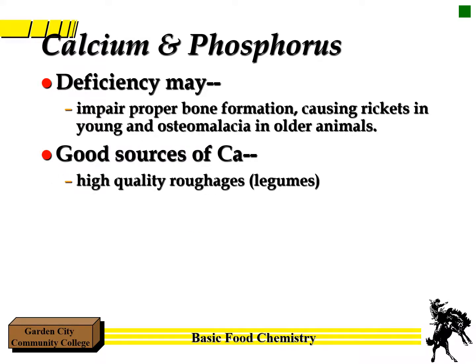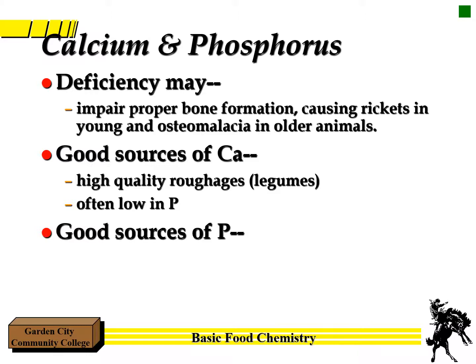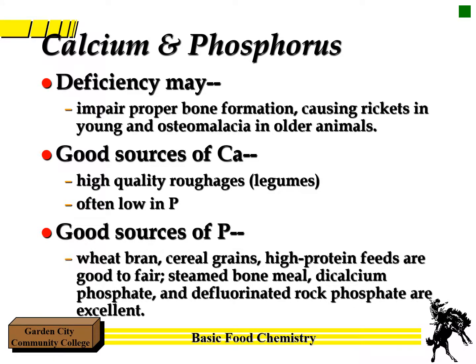So where do you find good sources of calcium? Your high quality forages for livestock, also legumes would have some calcium. So if you eat something like edamame, soybeans, peanuts, those kinds of things would have some calcium in them. But the legumes are often pretty low in phosphorus. Things that are a good source of phosphorus, and there's a lot of it: wheat bran, cereal grains, high protein feeds are good there. Then you have steamed bone meal, calcium phosphate, defluorinated rock phosphate, which are very excellent sources.